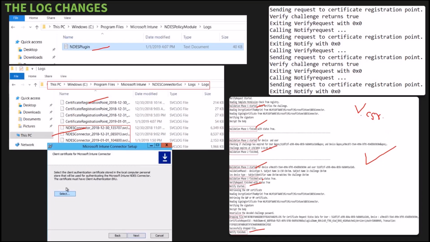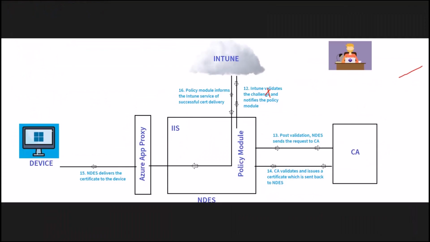However, this is the old flow when we had the old connector. With the newer connector, as we have already seen in the flow, the validation of the CSR is being done by the Intune service. So earlier this step 12 did not used to happen. The policy module would not reach out to the Intune service. Like right now, the policy module is reaching out to the Intune service. The Intune service is doing the validation of the challenge password and then informing back the policy module.